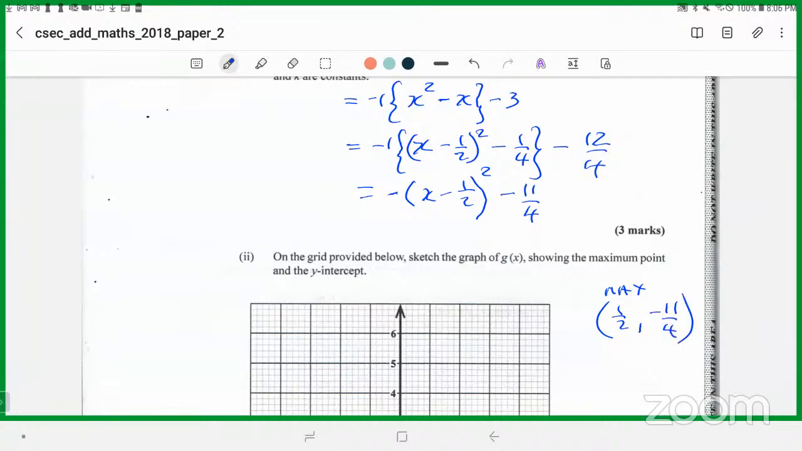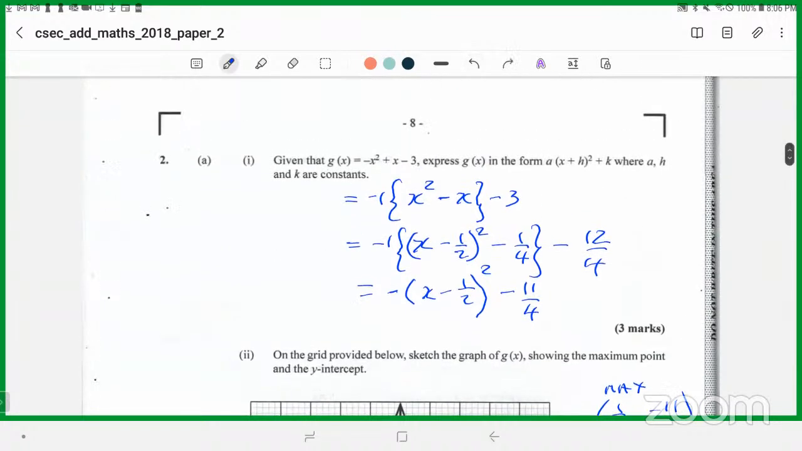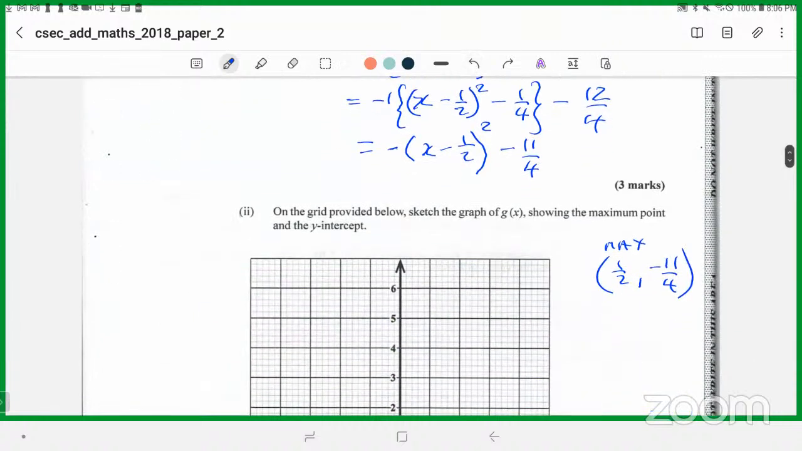So the thing about this now is that the maximum point is below the x-axis, right? The maximum point is below the x-axis. And then the y-axis intercept corresponds to this negative 3, because when x equals 0, the y-axis intercept is (0, -3). Well, this is now what? This is negative 2 3/4, right? And they give a scale.